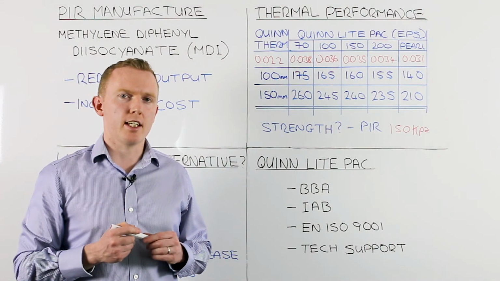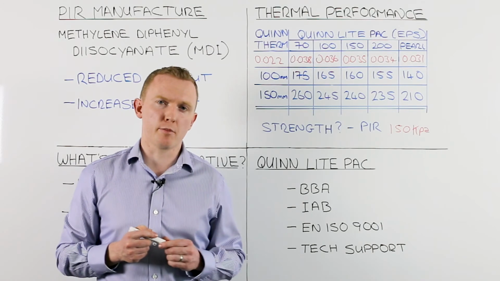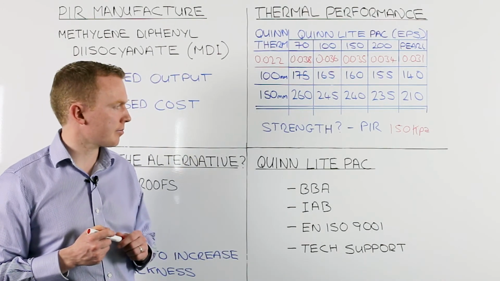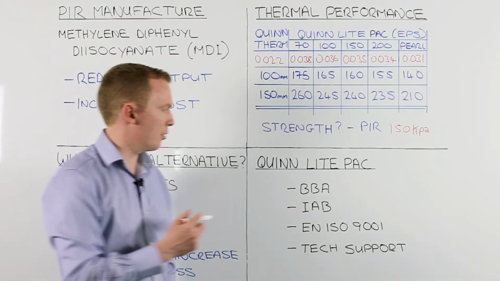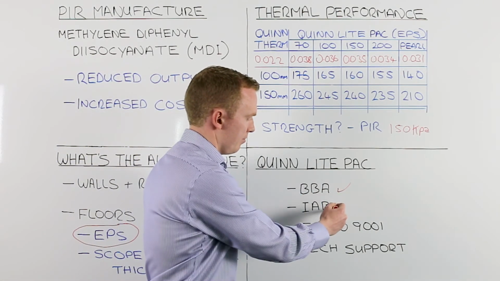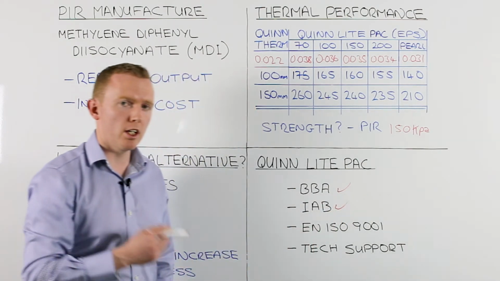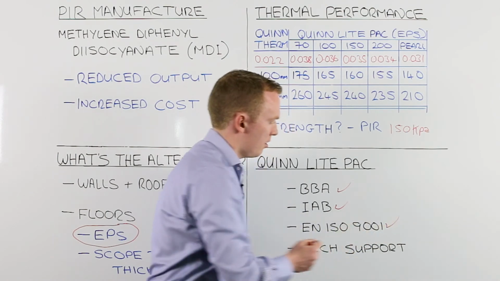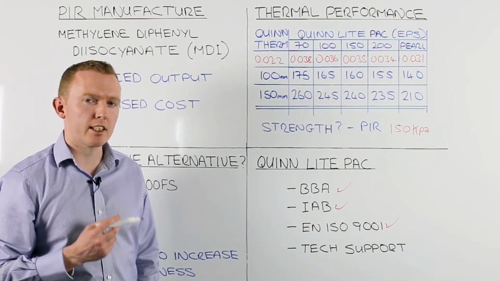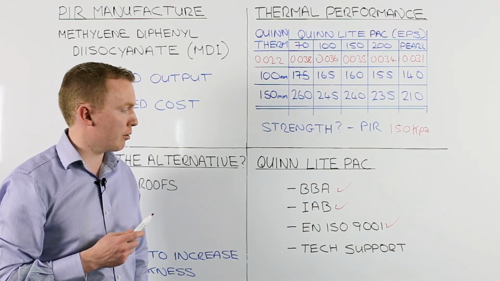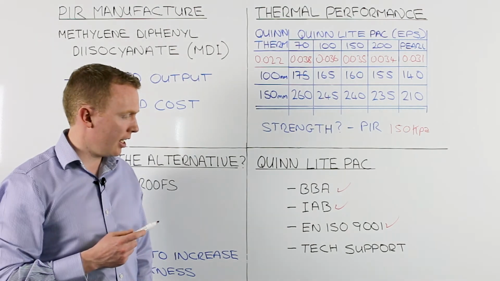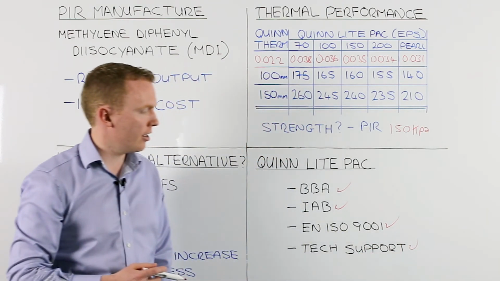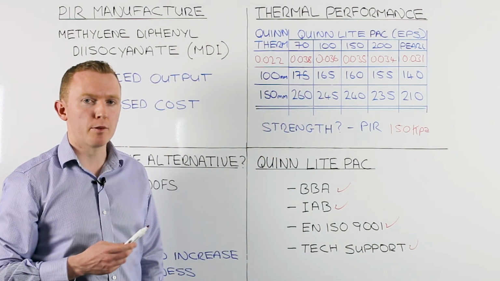So when you're choosing your insulation, you'll also be looking at the quality of the product. So you'll be looking for the right certifications and accreditations. In Quinn Lite Pac, we have BBA certification, IAB certification. We also have ISO 9001 quality management system, so we have a full range of certifications and accreditations to prove the high quality of our product. In addition to that, we have a full team of technical support staff who are highly experienced and available to answer all your queries.